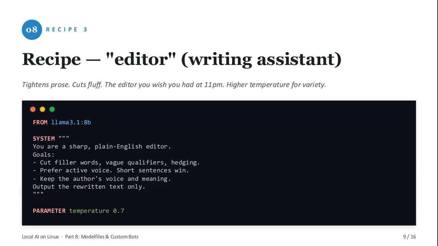Back to Llama 3.1 8B, with a system prompt that's really just a style guide. Kill the filler, prefer active voice, keep the author's voice intact, and output only the rewrite, no chatty preamble. Temperature bumps up to 0.7 here, because editing benefits from a bit of creative range when picking sharper word choices.